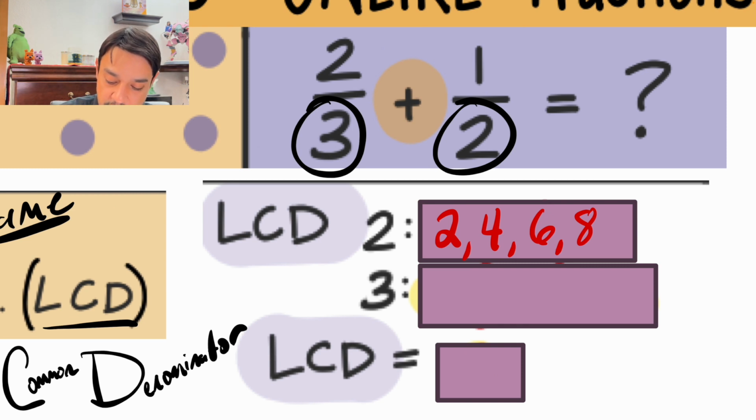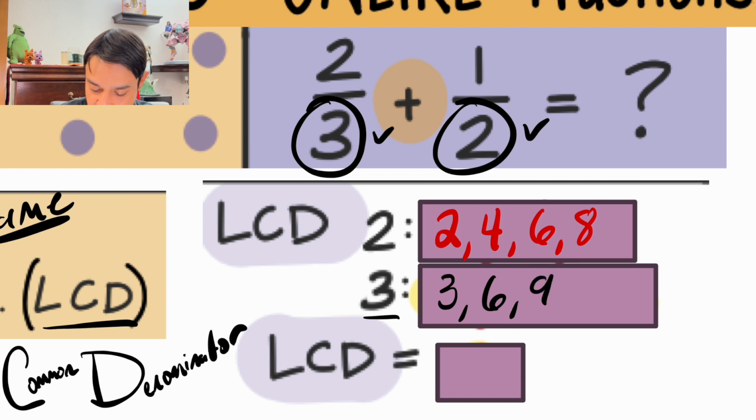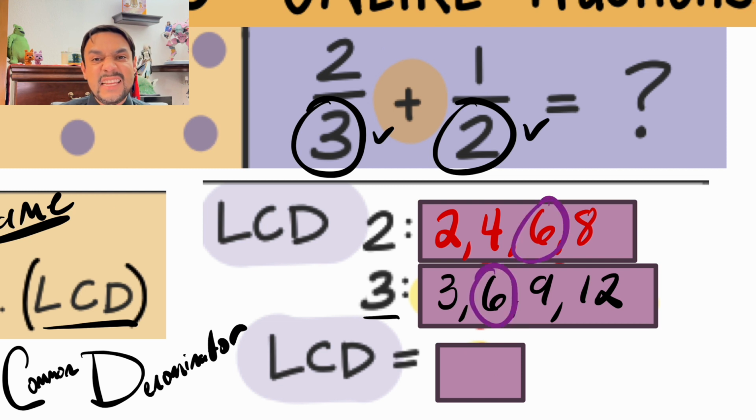Now, our other number is 3. If you're confused on where we got 2 and 3, remember, those are our different denominators, and we want them to match. Okie dokie. So now we're going to count by threes. 3, 6, 9, 12. Now, we're going to look for the ones that match. Already, you should see that there is a 6 here and a 6 here.